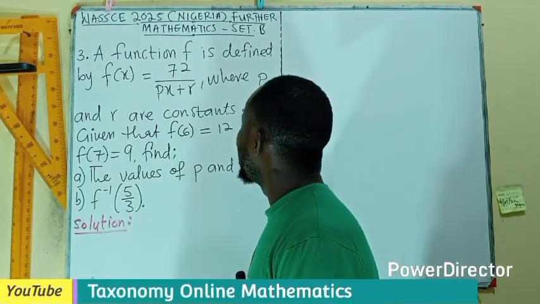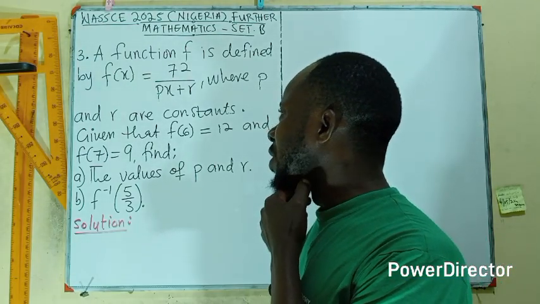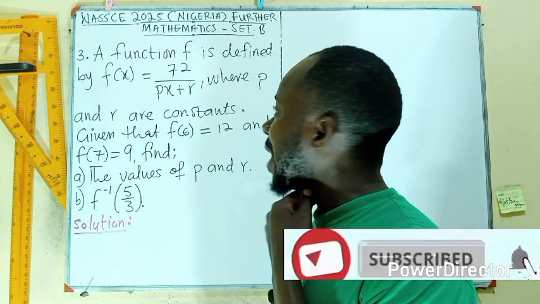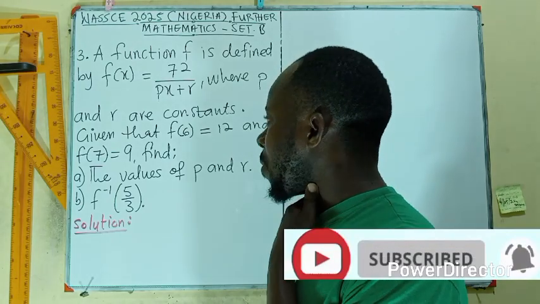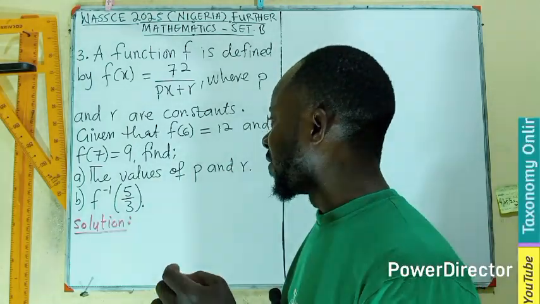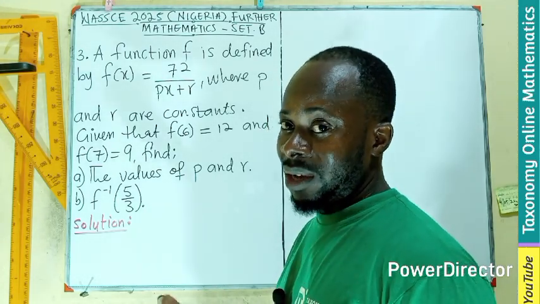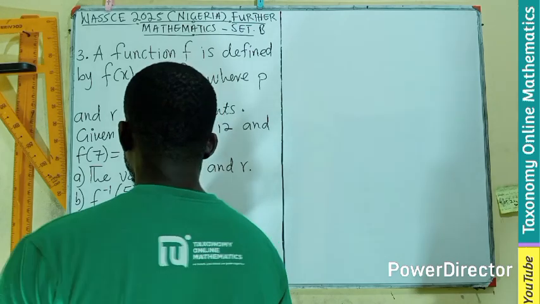A function f is defined by f of x equals 72 divided by px plus r, where p and r are all constants. Given that f of 6 is 12 and f of 7 is 9, we have to find the values of p and r. This is just a normal substitution of a function.